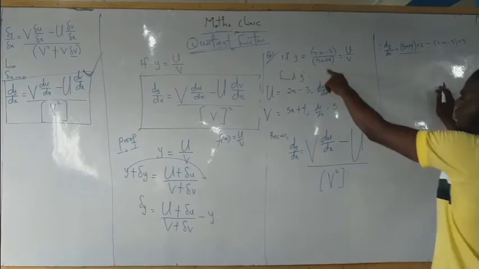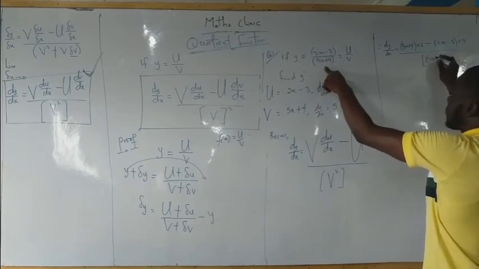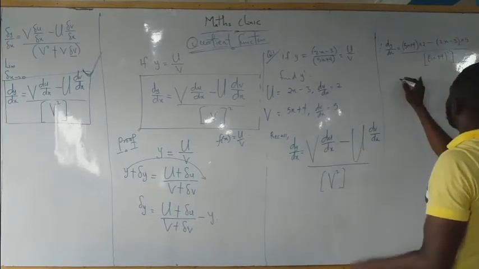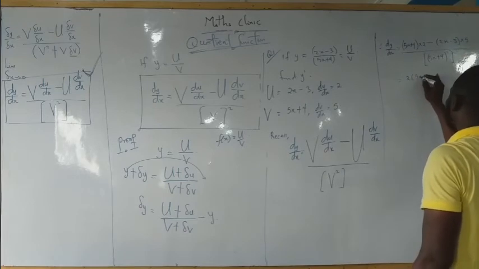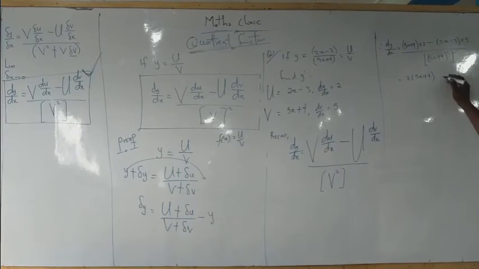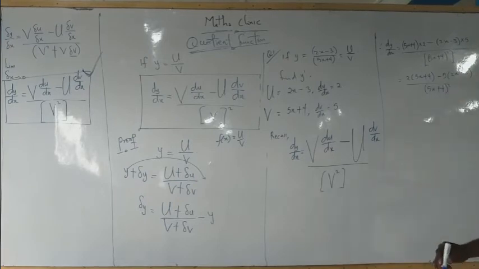Everything over what? The bottom squared. That's 5x plus 4, everything to the power of 2. This will give you 2 into bracket 5x plus 4, minus 5 into bracket 2x minus 3, take it, over what do you have? This will be 5x plus 4 to the power of 2.